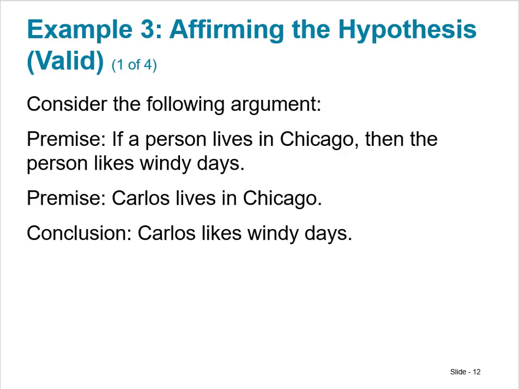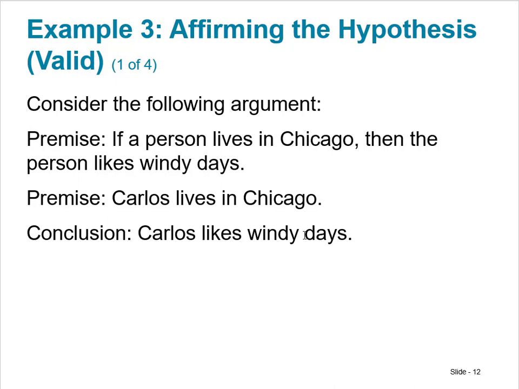Okay, so affirming the hypothesis, consider the following argument. Premise: if a person lives in Chicago, then the person likes windy days. So that's our first if-then, right? P is the person living in Chicago. Q is they like windy days. So if P, then Q. Then Carlos lives in Chicago. So P is true. So conclusion, Carlos likes windy days.